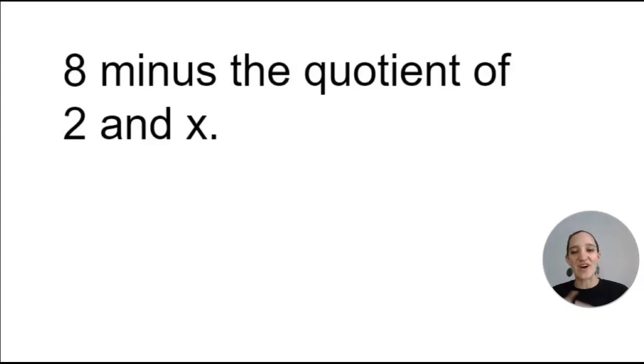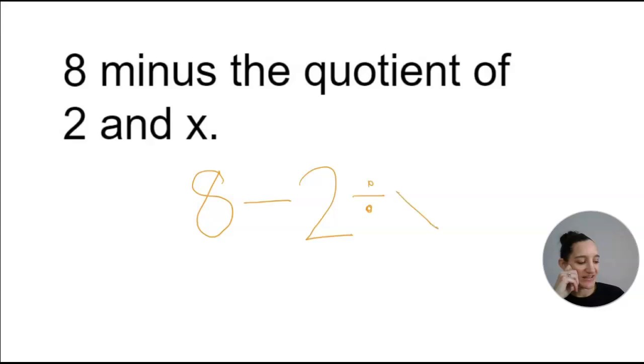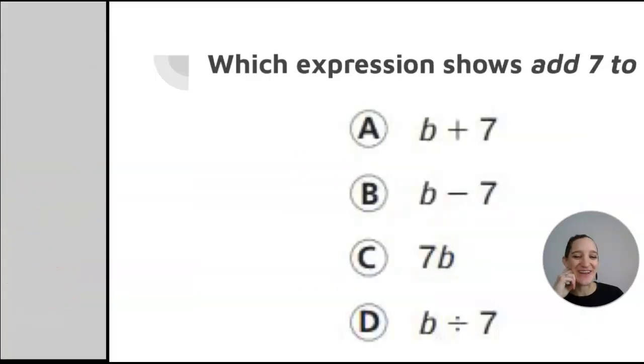All right, let's practice on your own. 8 minus the quotient of 2 and x. 8 minus the quotient of 2 and x, or 8 minus the quotient of 2 and x. Either one of those would show you 8 minus the quotient of 2 and x.